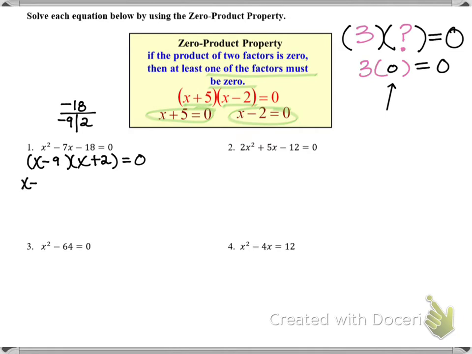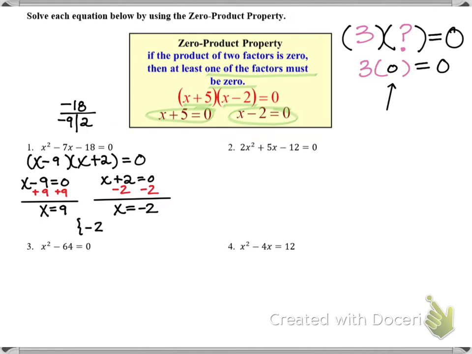So now here's how we apply the zero product property. The binomial x minus 9 equals 0 and the binomial x plus 2 equals 0. So when we solve these two linear equations, we obtain our two solutions. Our first solution is x equals positive 9. And when we subtract 2 from both sides of the other equation, we get our second solution, which is x equals negative 2. So our solution set contains two values, negative 2 and positive 9.